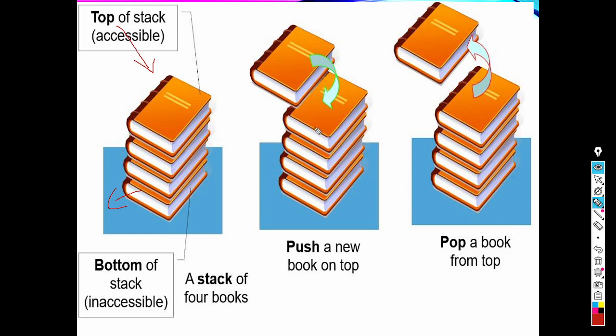Push a new book on top and pop a book from the top. So, a stack of four books is an example. Do you understand? Again I am telling you, the example is a stack of four books. The bottom of the stack is in an inaccessible state, and only the top of the stack is in an accessible state. Push a new book on top and pop a book from the top.